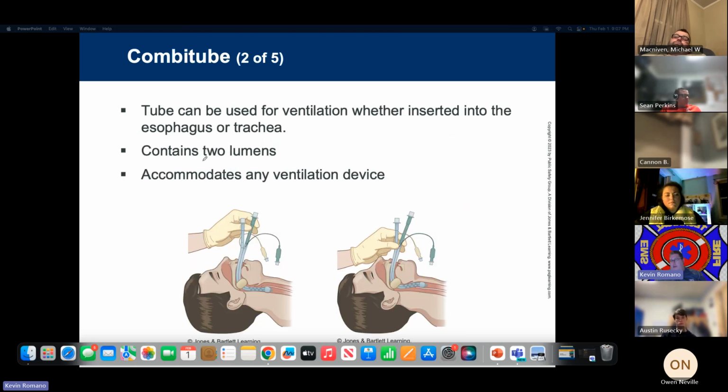As you can see here, it contains 2 different lumens. Either you're going to put it down in the airway and it goes in the esophagus, or you'll put it down in the airway and it goes down the trachea. You don't know, it's blind. So you have one or the other. But it accommodates any ventilation device.